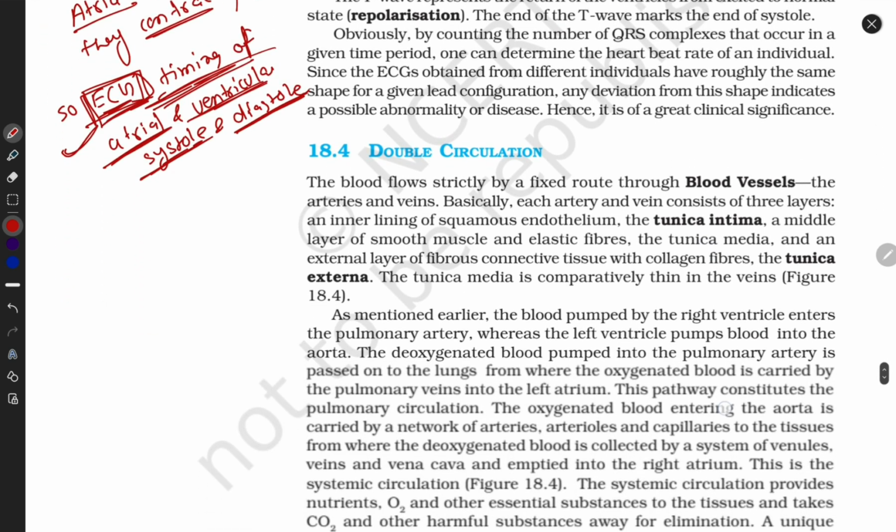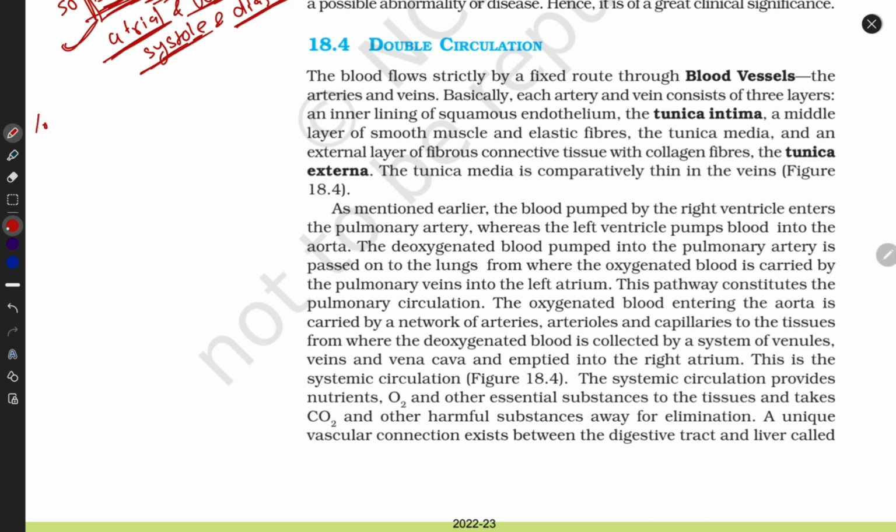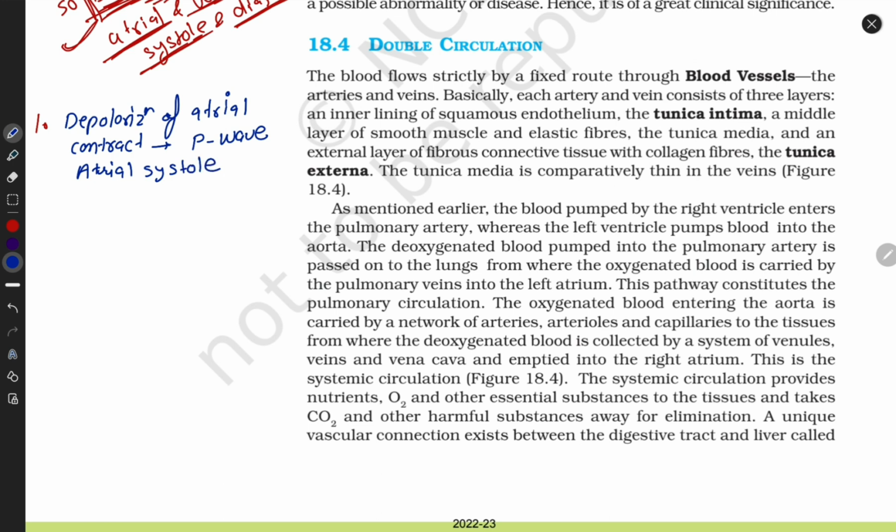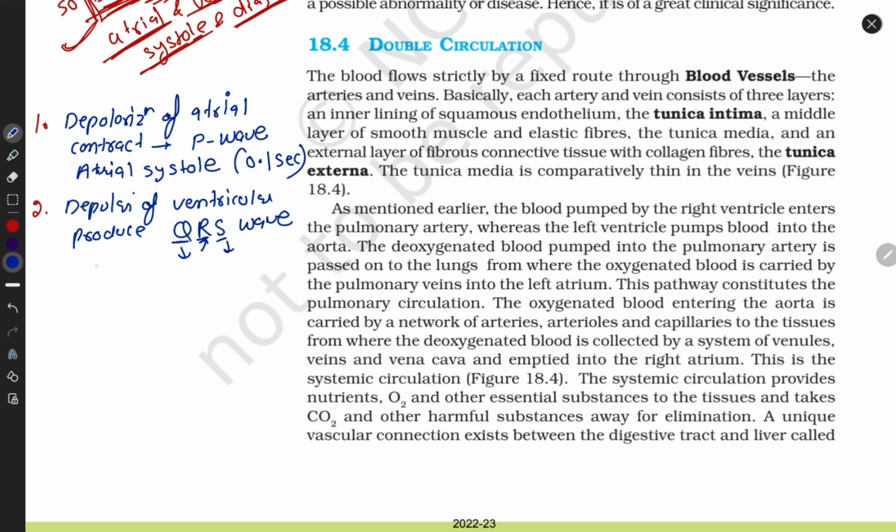Now I'm going to make a flow chart for easy understanding. What is the first step? Depolarization of atria, atria contract. They produce the P wave. Clear? And add something short, atrial systole. What is the timing? 0.1 second. Now depolarization of ventricles produces which kind of wave? They produce the QRS wave. Q is down, R is up, and S is again down. They take 0.2 second.